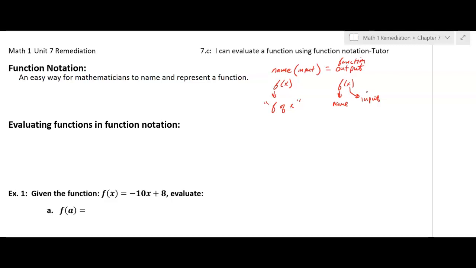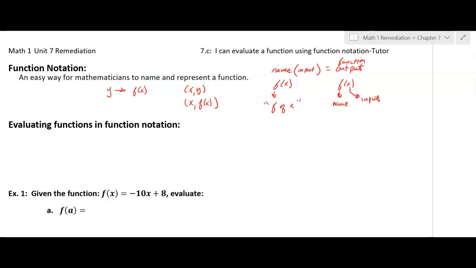Now, even more important is to know that when we see y and f of x, or function notation, they mean the same thing. So when we have ordered pairs x comma y, it's really no different than x comma f of x, like such, okay?